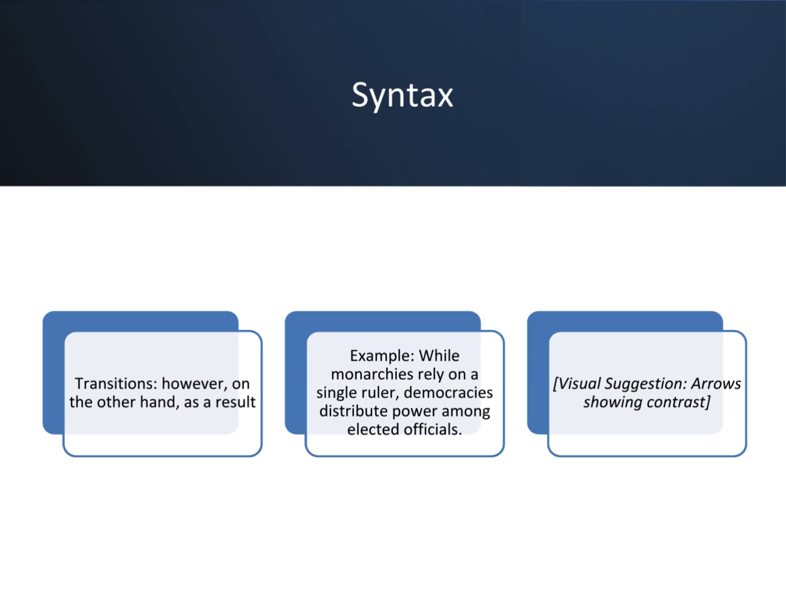Syntax, transitions: however, on the other hand, as a result would be our transitions. Example: while monarchies rely on a single ruler, democracies distribute power among elected officials. Visual suggestions would be arrows showing contrast.